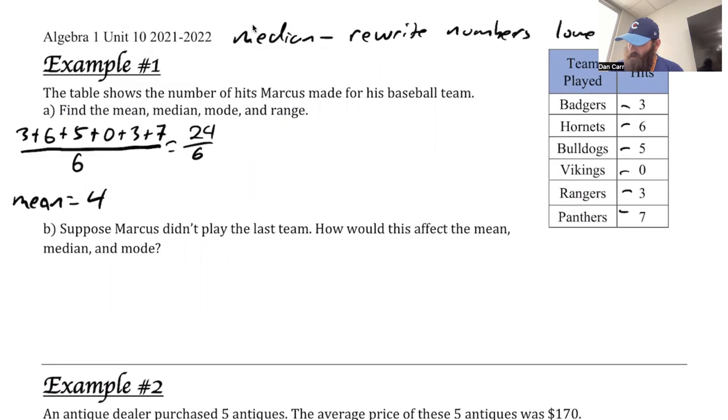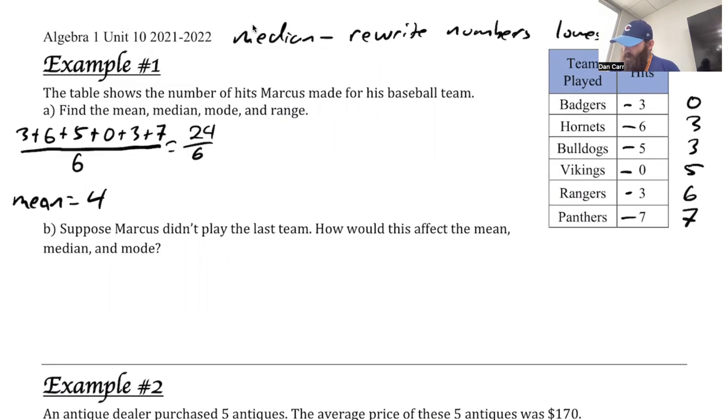From lowest to highest. So if I'm going to look at my data points, I'm going to start with 0 here. And just to make sure I keep track of everything, let's get rid of those. So 0, next number will be 3, and then 3 again. Okay, and then I've got 5, 6, 7.